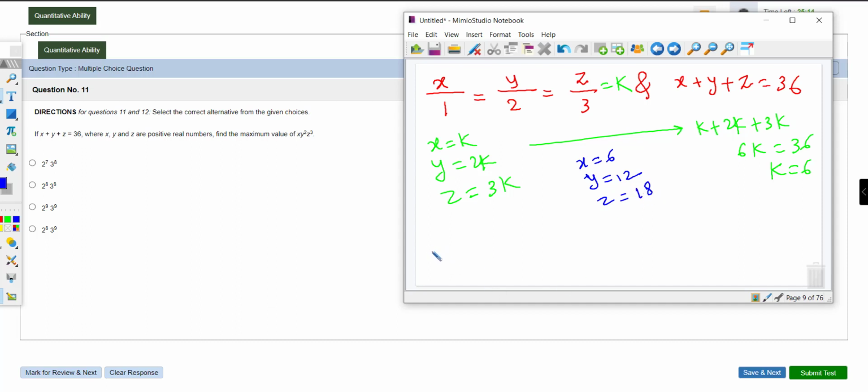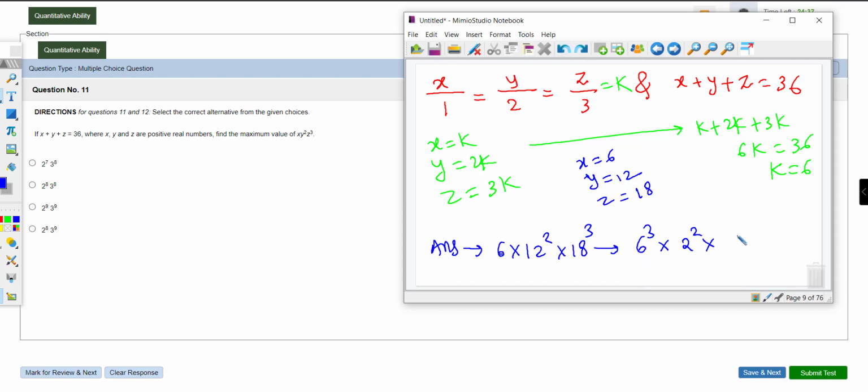So the answer is what? The maximum value of x into y square into z cube means 6 into 12 square into 18 cube. We need to do the prime factorization of this. This is going to be 6 to the power 3, into 2 to the power 2 into 3 to the power 3, so 2 to the power 5. There is no such option now. I think I made some mistake here. One second, hold on, let me correct this.